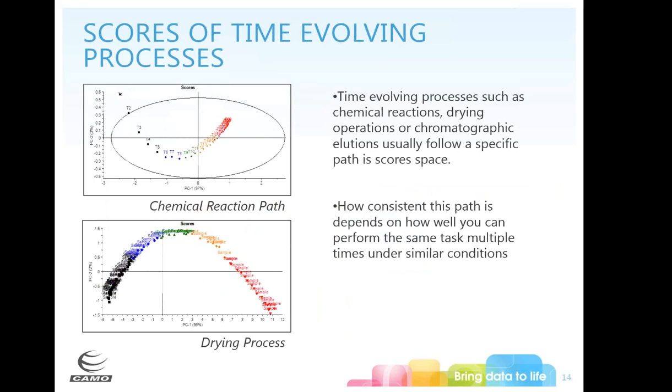Different things that we might do with spectroscopic data is you might monitor a time-evolving process, chemical reactions or drying or chromatographic elutions. It will follow a particular space or a path in the score space. And so you can start to see if your batches are consistently following the same path, and you can determine an endpoint by that route as well.